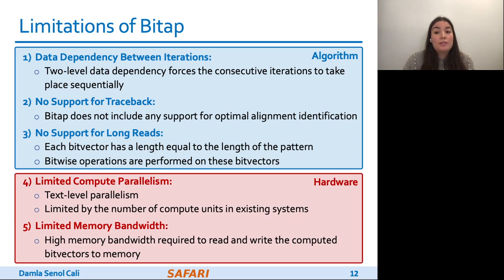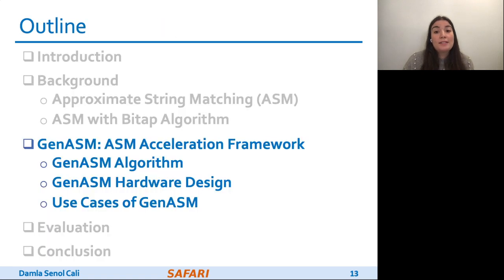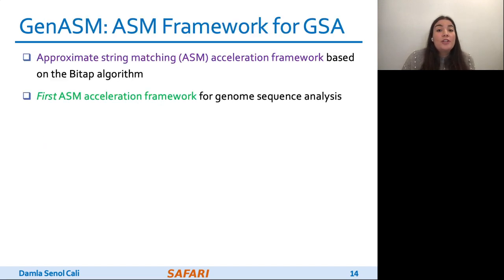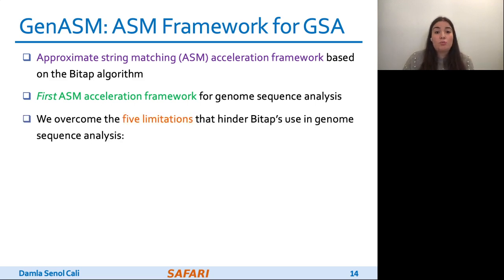In order to overcome these limitations and design an efficient accelerator, we find that we need to both modify and extend the Bitap algorithm and also develop specialized hardware that can exploit the new opportunities that our algorithmic modifications provide. To this end, we propose GenASM, an ASM acceleration framework for genome sequence analysis. To our knowledge, GenASM is the first ASM acceleration framework for genome sequence analysis, and it is also the first that enhances and accelerates Bitap. We make significant modifications to Bitap in order to overcome those limitations.